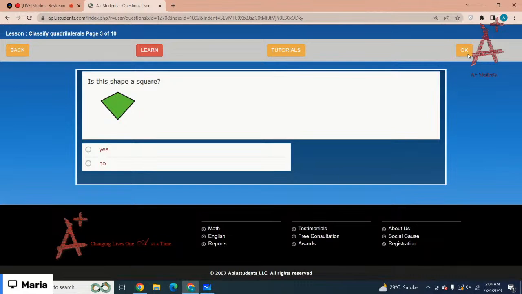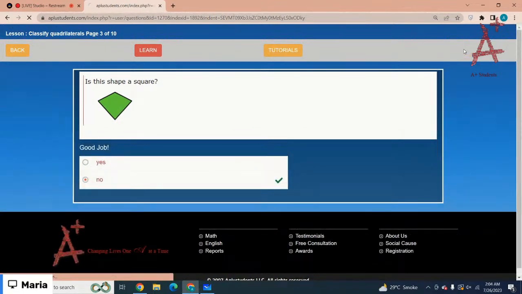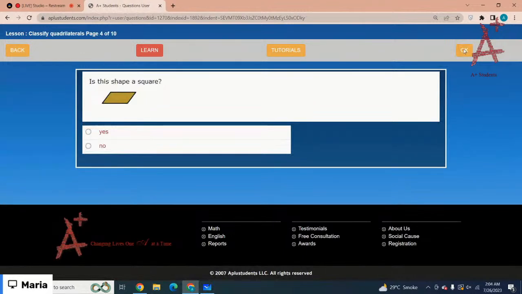Okay, is this shape a square? You are given a four-sided shape. You need to see if this is a square. So which is the correct option? Yes or no? No, this is not a square because a square has all four sides equal in length. Okay, the next one: is this shape a square? Which is the correct option? No, this is not a square because a square has all four right angles. The correct option is no.